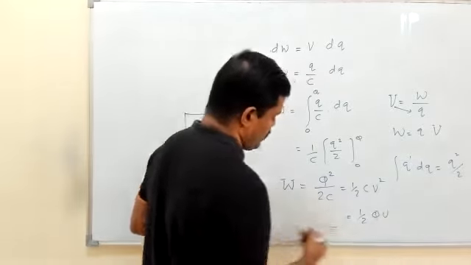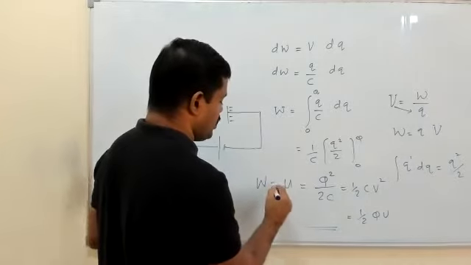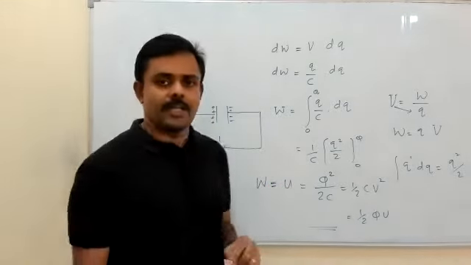There are 3 equations for energy. This work done will henceforth be called U, potential energy, the energy stored in the capacitor.